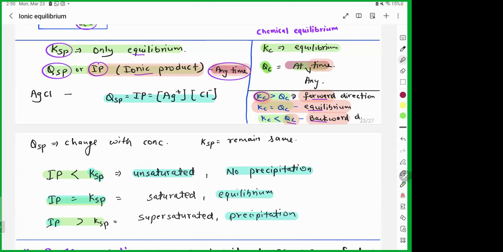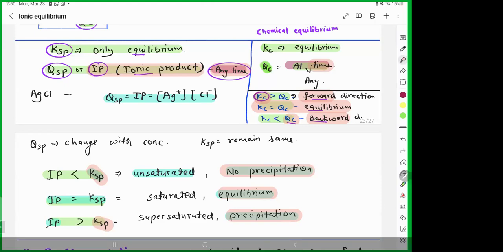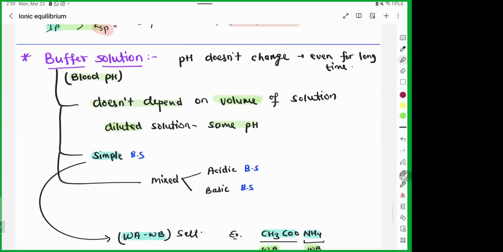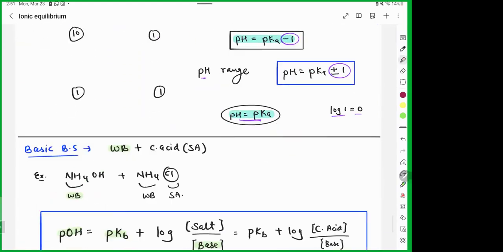If KSP more, then no precipitation, it will not settle down. Equal, equilibrium. KSP less, precipitation. And chapter done. Okay, chapter done. Full chapter of ionic equilibrium is done. We did buffer solution already.